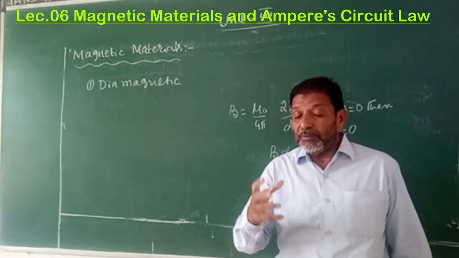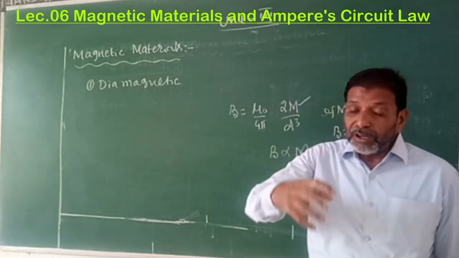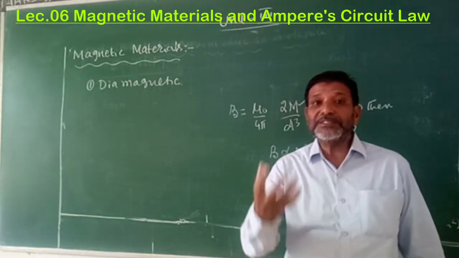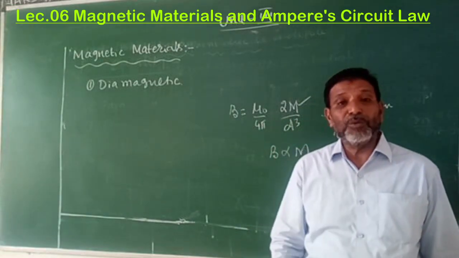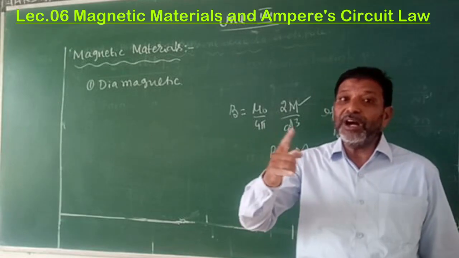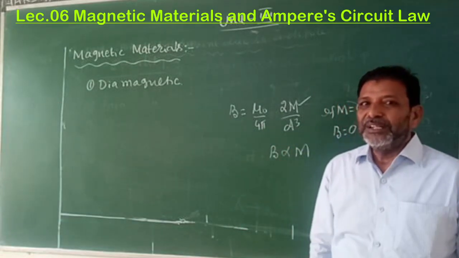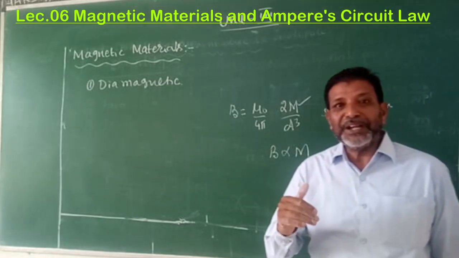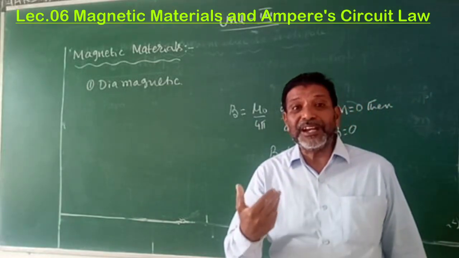Therefore, when it is placed in the magnetic field, it acquires some magnetic moment. In what direction? In a direction opposite to the applied field. Because of that, the diamagnetic material gets repelled.